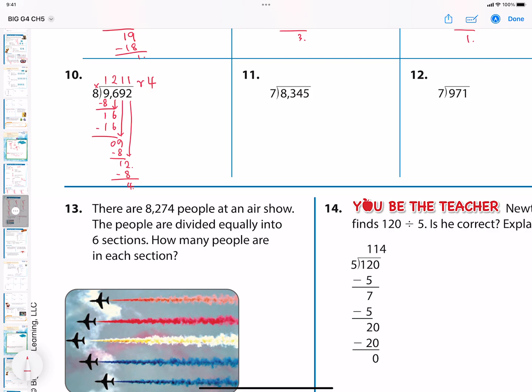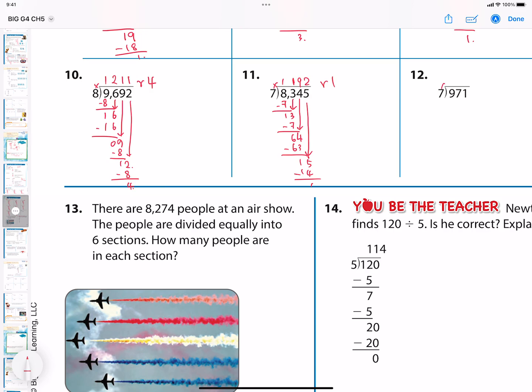Okay, number 11. 7 times 1 is 7. Take away 1. Bring this number down, 3. Since I know 7 times 2 is 14, which is greater than 13, so I need to go for what? 7 times 1 is 7. Take away, okay, 6. And bring this 4 down. I know 7 times 9 is 63. Take away 1. Bring this 5 down, it becomes 15. 7 times 2 is 14. Take away 1. Remainder 1.